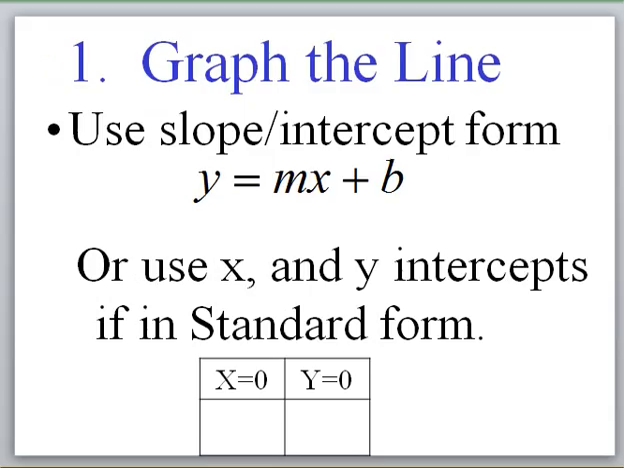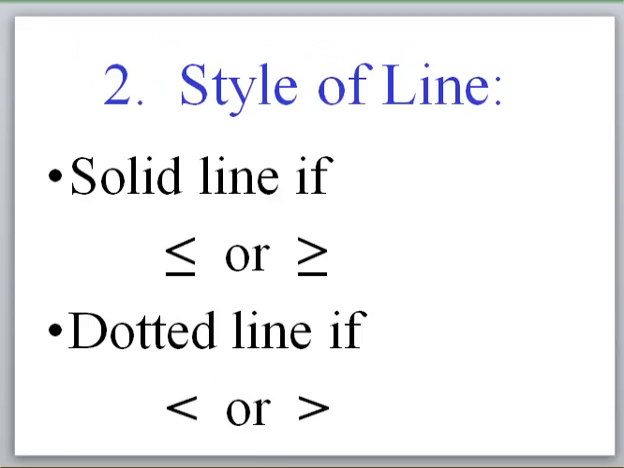So what we're going to be doing is we're going to graph the line. You've got two options. You can put it into slope-intercept form, or you can use standard form and find the x and y intercepts. After you graph the line, you're going to figure out which kind of line you need to use. It's important that you know that you use a solid line on a less than or equal to or greater than or equal to, and you use a dotted line if it's just greater than or less than. So notice the equals signs are not there.